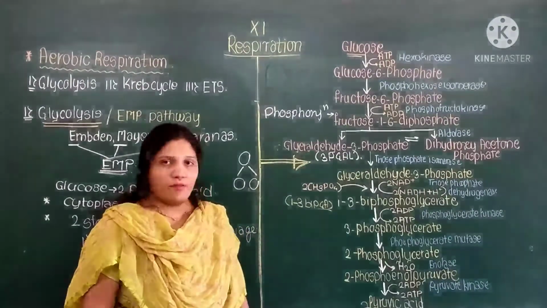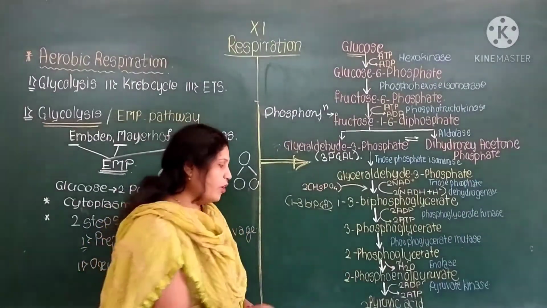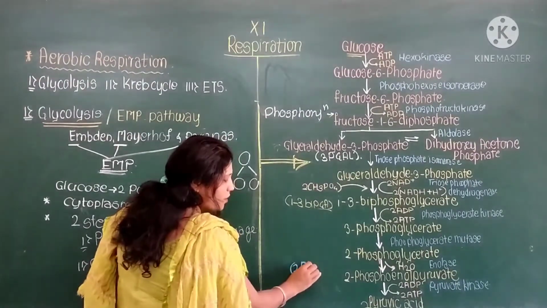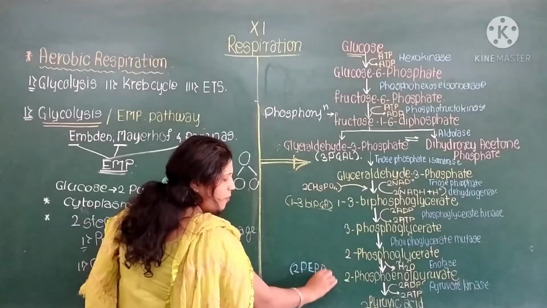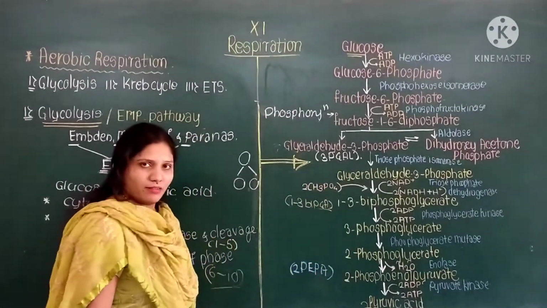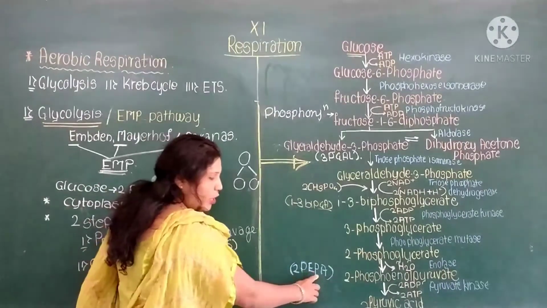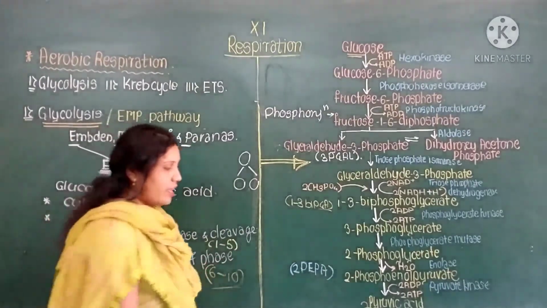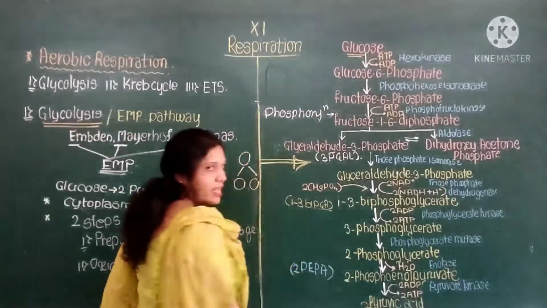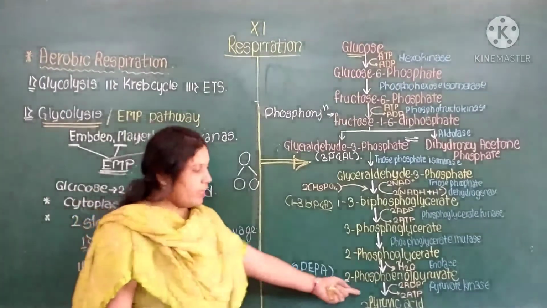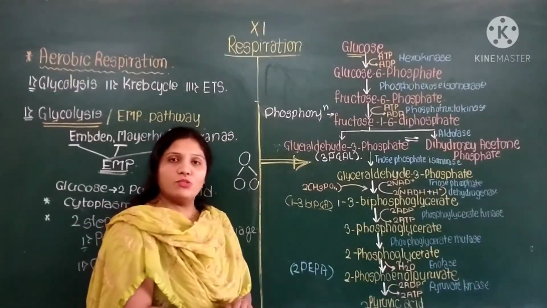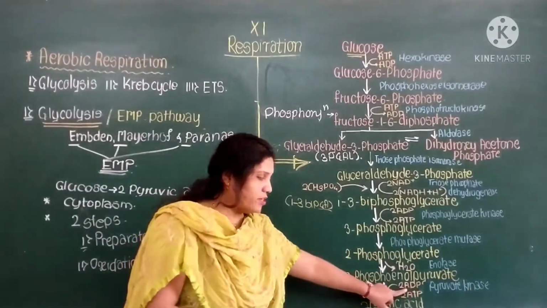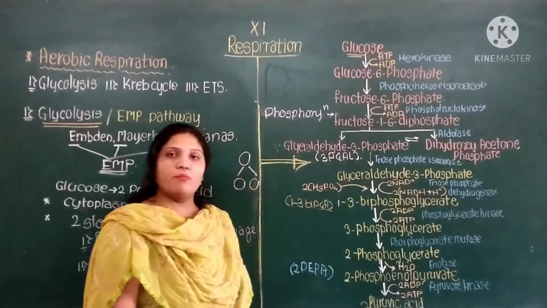Okay, then at the end, 2-phosphoenol pyruvate means what? In short, phosphoenol pyruvate is pyruvic acid. That is known as PEP, phosphoenol pyruvic acid. Then again it undergoes dephosphorylation and at the end it produces pyruvic acid. The enzyme required is pyruvate kinase. So in the presence of this enzyme and ADP, there is a formation of pyruvic acid.